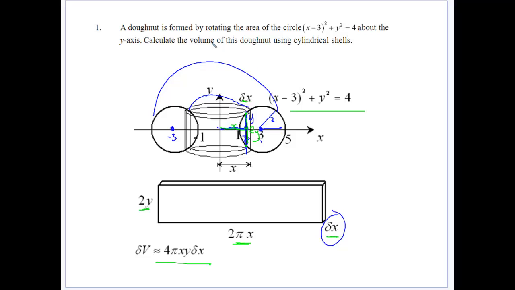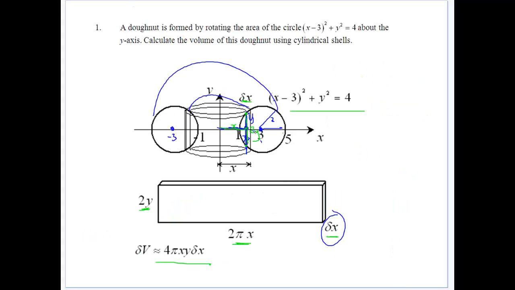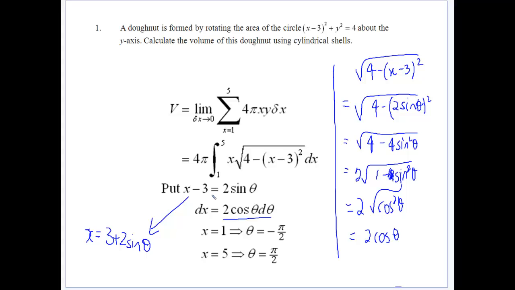Keep in mind that's our relationship between x and y, so we can manipulate that. We get y is equal to the square root of 4 minus (x minus 3) all squared. So that's where the y is coming from. We're going from 1 to 5 because those were our points around the axis on the x-axis: it's 3 there with a radius of 2, to give us 1 and 5 as our values for x.